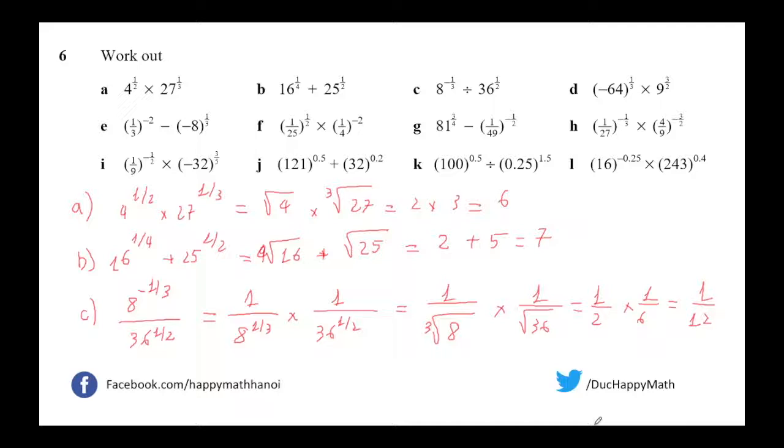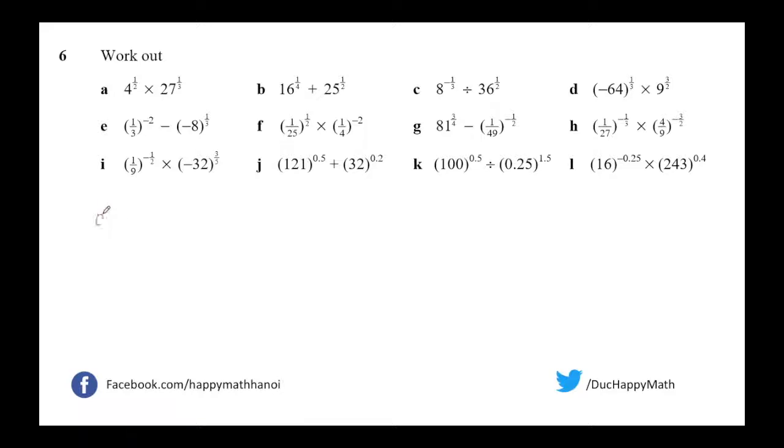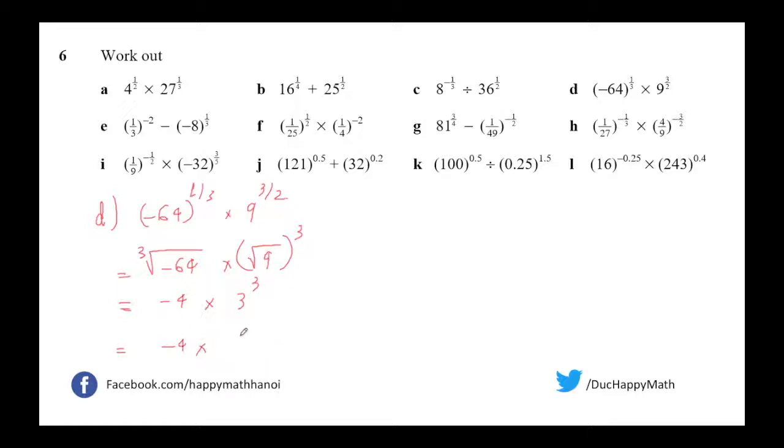This is D. (-64)^(1/3) times 9^(3/2). So the cube root of -64 times the square root of 9 first, and take the 3 outside. You will get -4 times 3 cubed. 3 cubed means 27, and times 4 means 108. Then you take the minus.